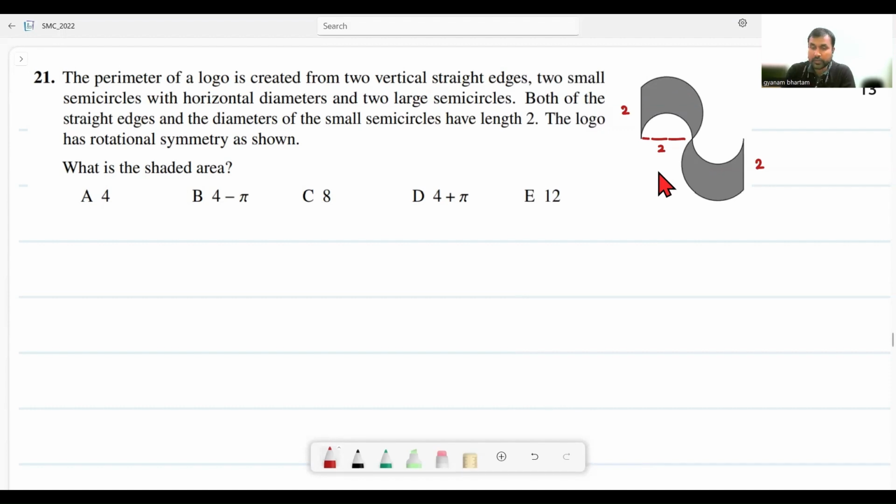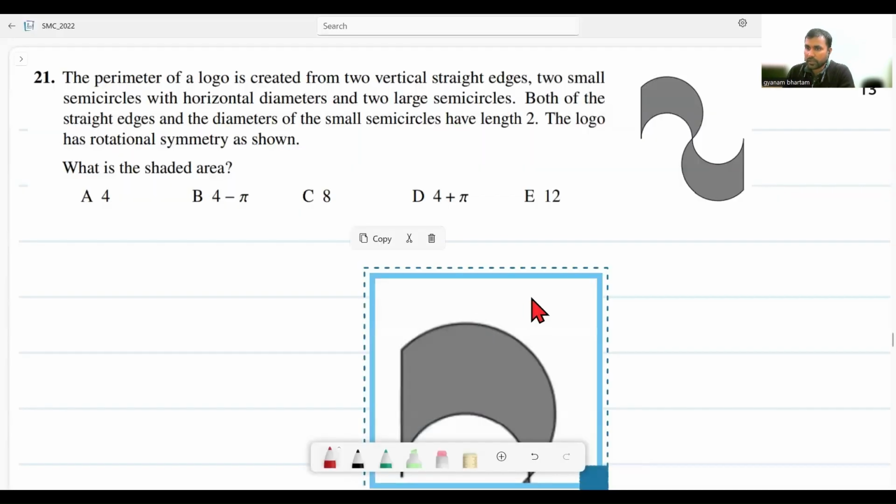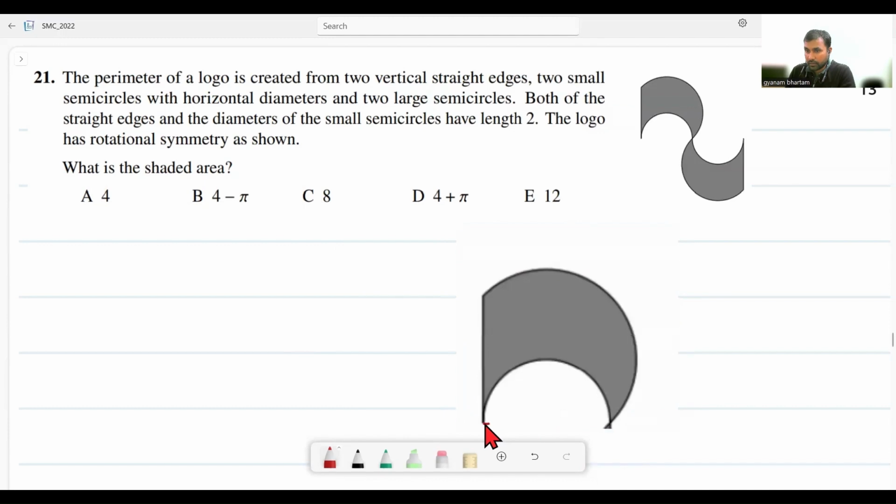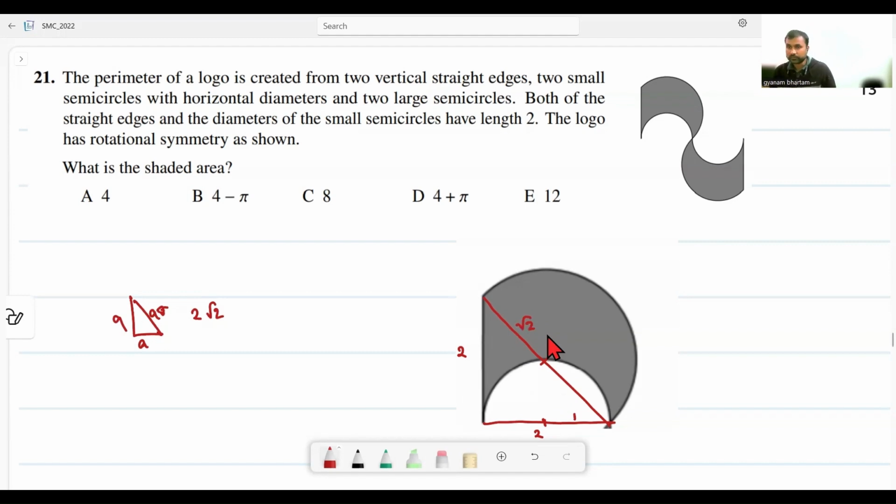So what we can do, just a second, just copy half of it, because the logo has rotational symmetry. So we'll just count one, and then we will double it. The radius is going to be 1, and this whole thing is 2. If we draw this way, it's going to be the diameter, so it's going to be 2 root 2, right? A and A, this is A root 2. So half of it is going to be root 2. So the radius is root 2.